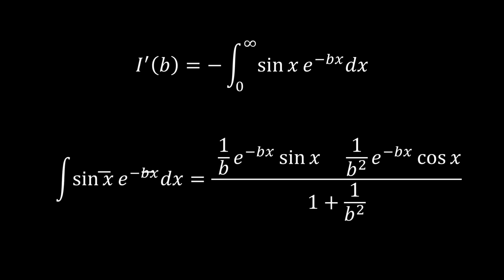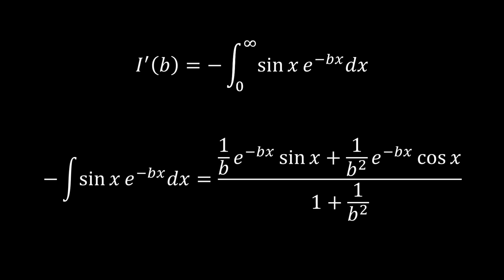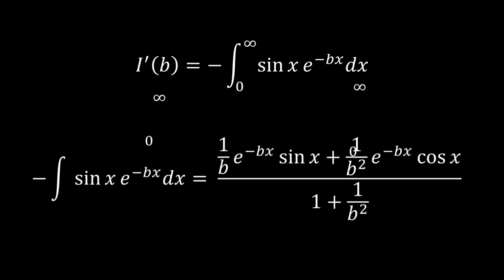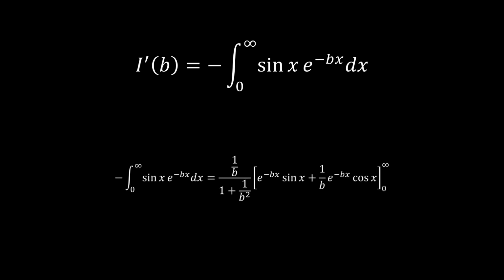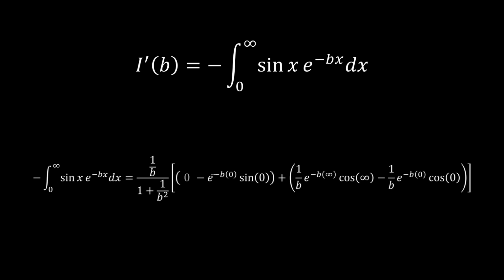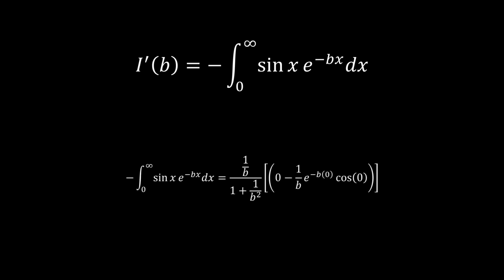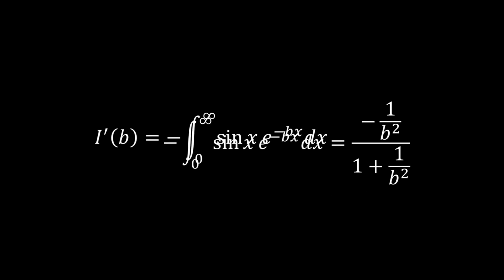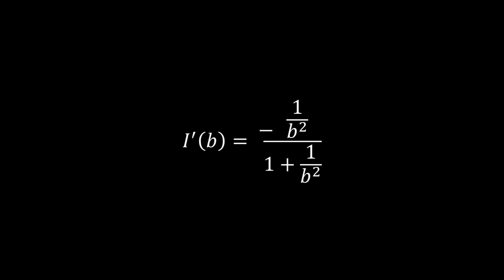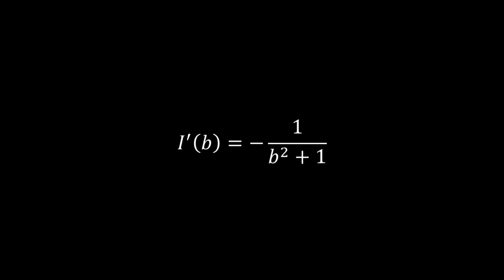We can divide by -1, matching the form of I prime of b, and then evaluate the antiderivative from 0 to infinity after making some simplifications for clarity. After doing this, we see that all terms go to 0, except for the last one, which results in the following expression for I prime of b. For compactness, we can multiply every term by b squared, ending up with the following.